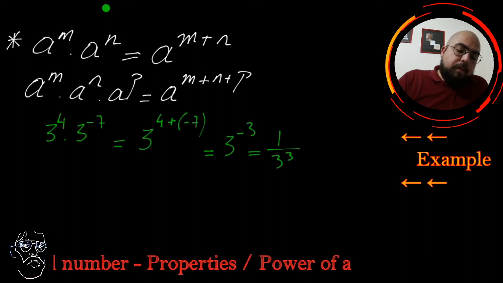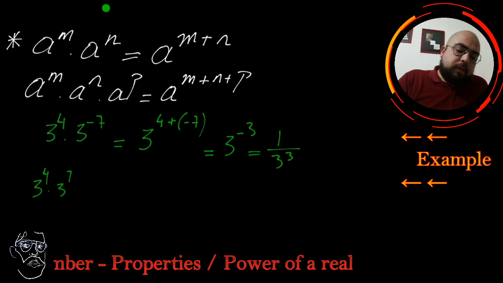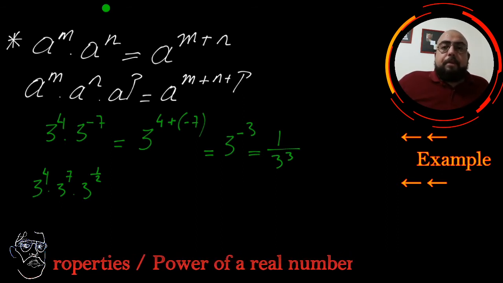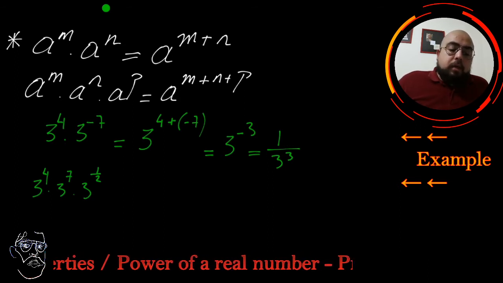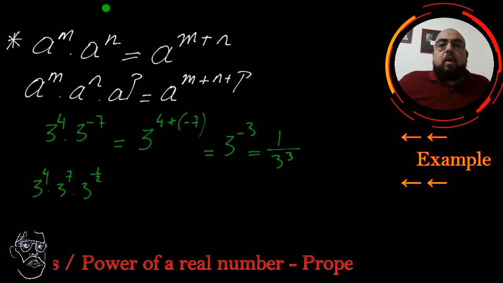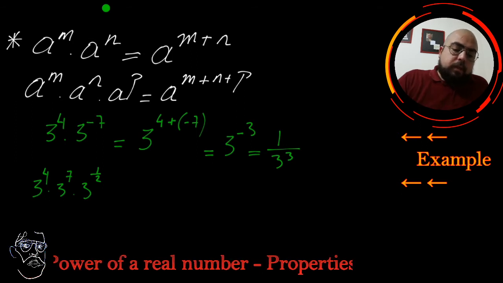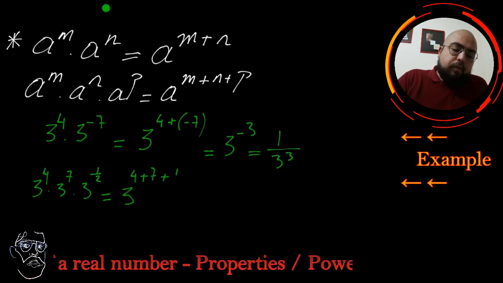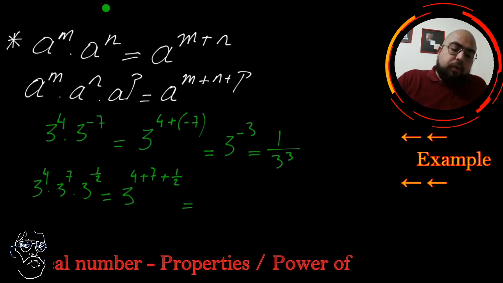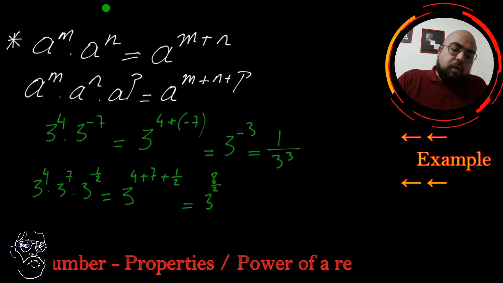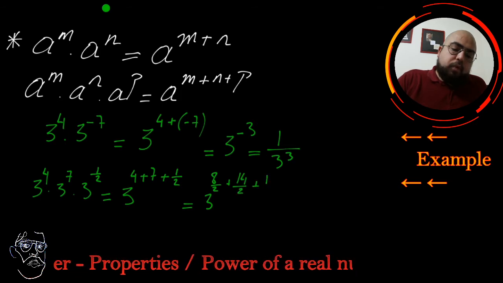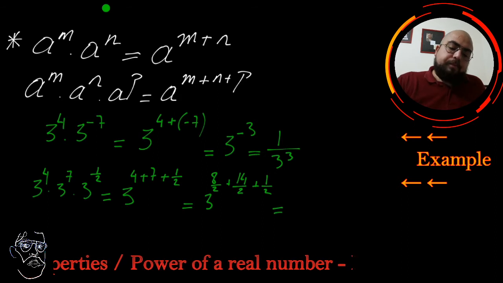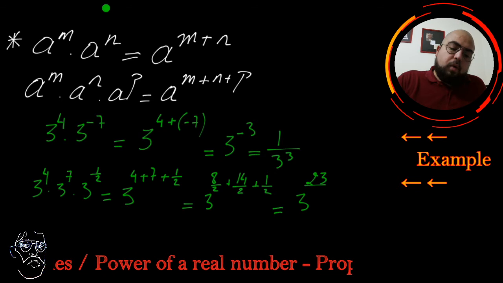Alright. Now what about 3 to the power of 4 times 3 to the power of 7 times 3 to the power of 1 over 2? I'm even taking rational exponents. We're going to discuss rational exponents later, of course in the video related to the nth root of a certain number. So in this case you can write it down as 3 to the power of 4 plus 7 plus 1 over 2. So it will be equal to 3 to the power of 8 over 2 plus 14 over 2 plus 1 over 2. Alright, so it will be equal to 3 to the power of 23 over 2.